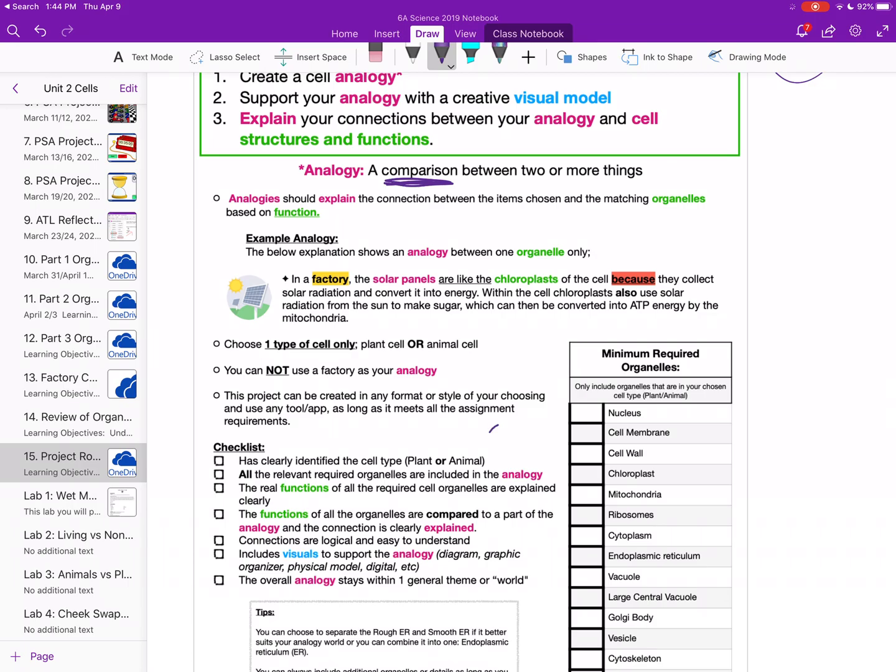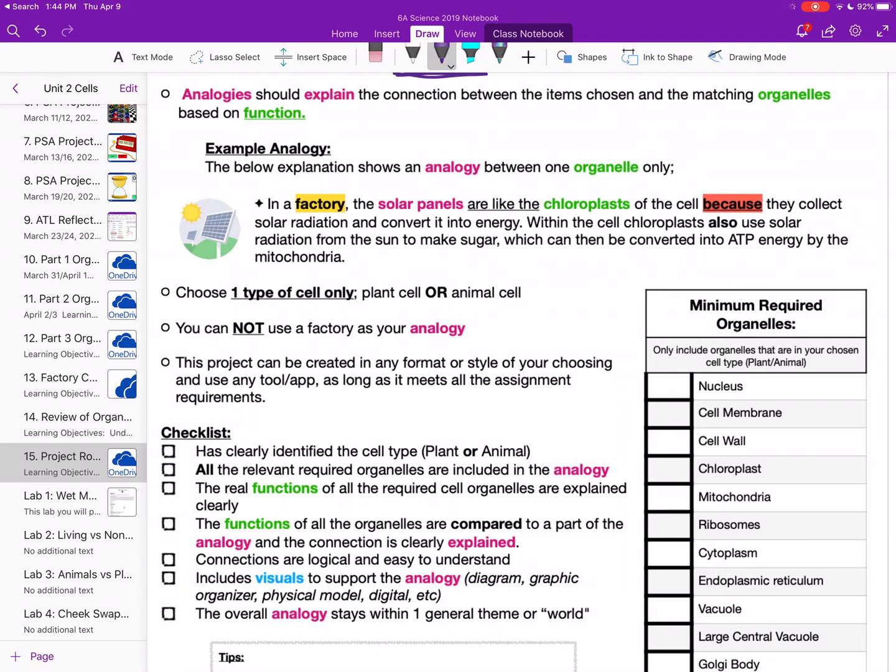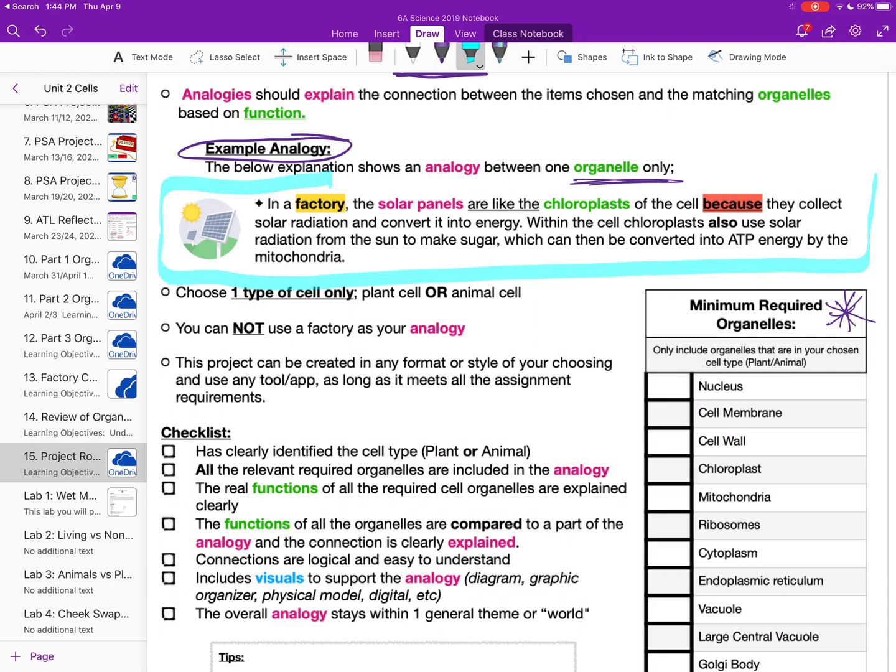I've got an example here. We're actually going to go through this example in depth to talk about it. This example only shows one organelle. You have a list of organelles that you're going to have to include. This is just one piece of that. So here's this example, let's read through it together. In a factory, the solar panels are like the chloroplasts in the cell because they collect solar radiation and convert it into energy. Within the cell, chloroplasts also use solar radiation from the sun to make sugar, which can then be converted into ATP energy by the mitochondria.